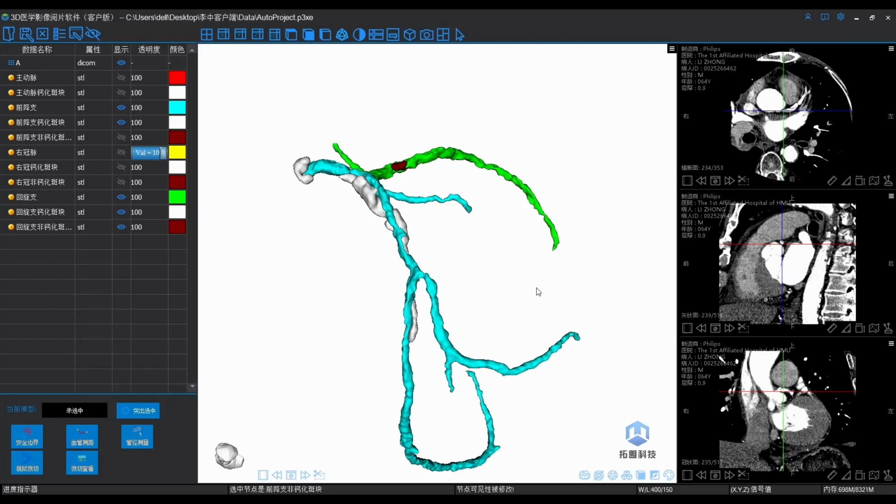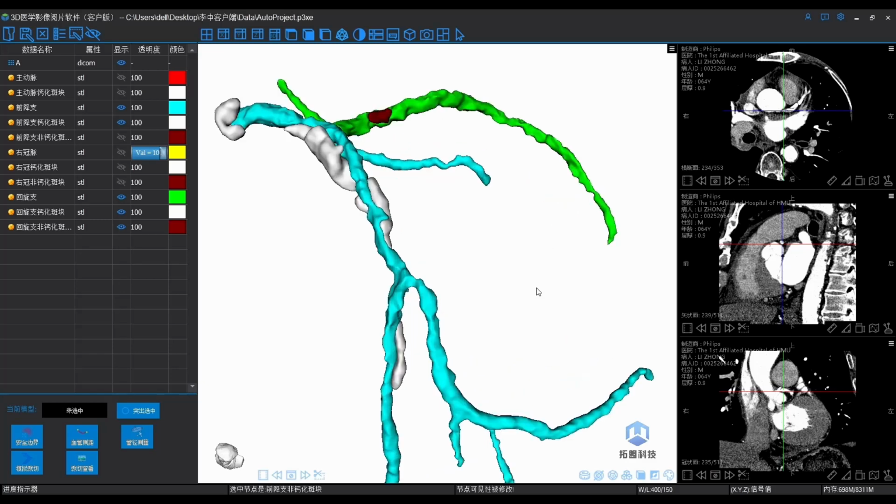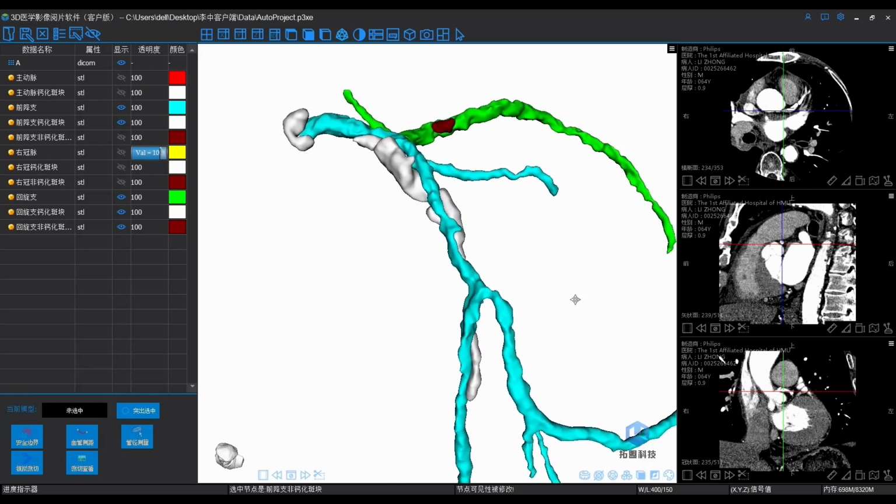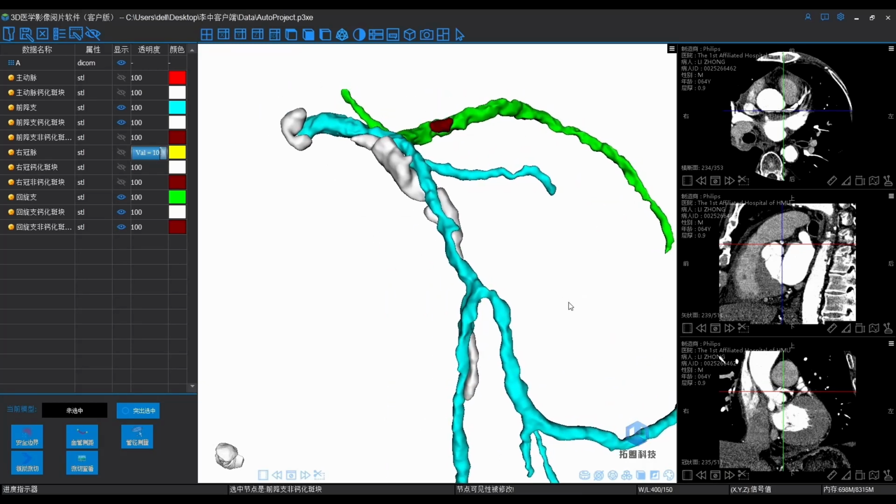Dr. Wang, please. Okay, that's good. We can see in the ostial LAD there should be deep calcification, but a little bit distal, there is a huge calcified plaque embracing the LAD lumen. So I think this information is very important.